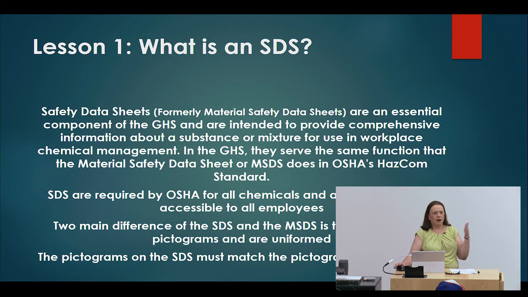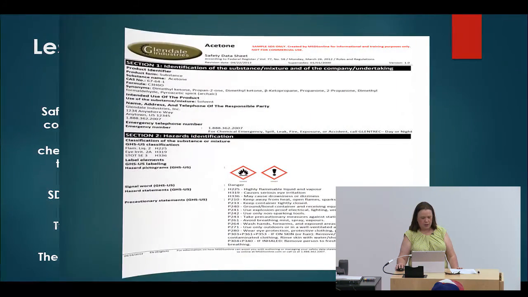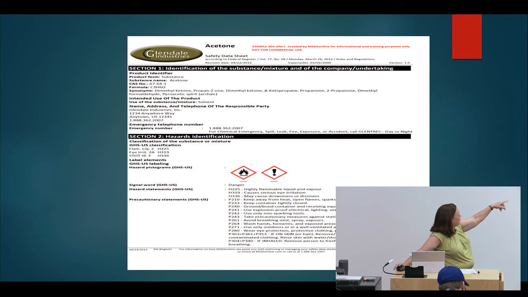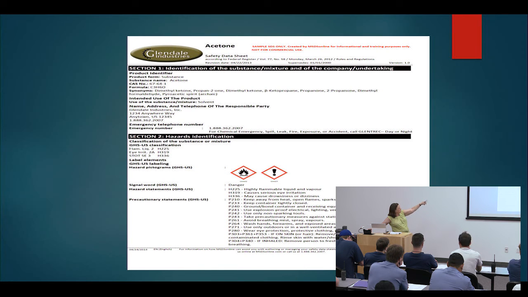So as our products are coming in, they should also have the same pictogram on it that's on the SDS. If they don't match, then we need to push back and say, hey, something's wrong here. So you should be looking at your product and looking at your SDS the first time you're using it and make sure everything matches up. Here's just a first page of an SDS, so you can see the pictograms on there. Every SDS will be in that order. So 1 would be identification of the substance, 2 would be hazard identification.